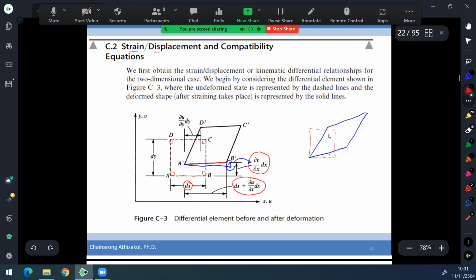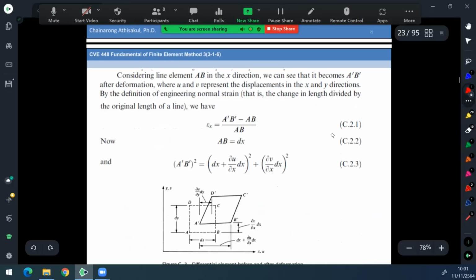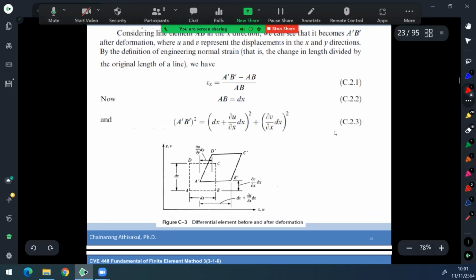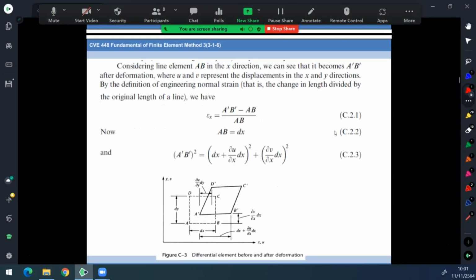Okay, we have this angle, that is we define this length as partial v by partial x dx. Okay, and we define this like partial u by partial y dy. All right. Okay, so then if we consider the axial stress first, axial strain, sorry.